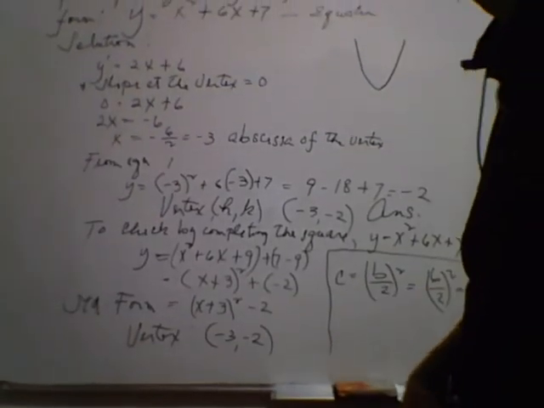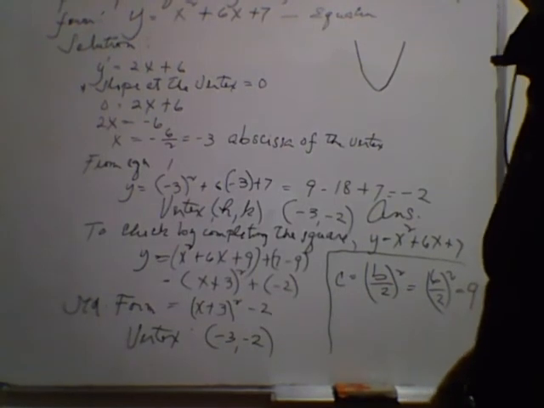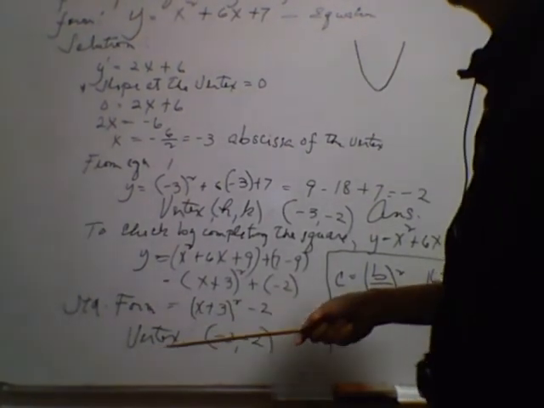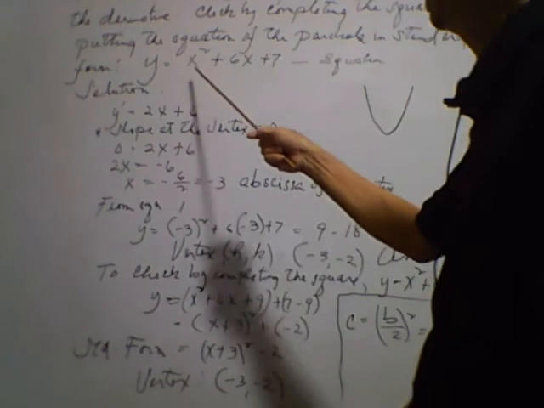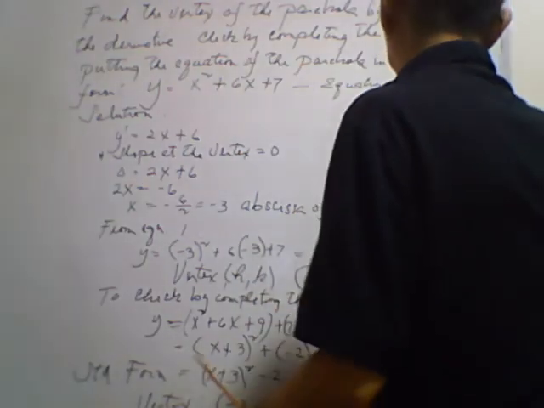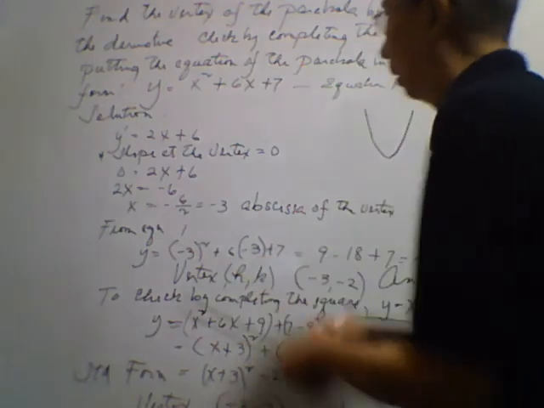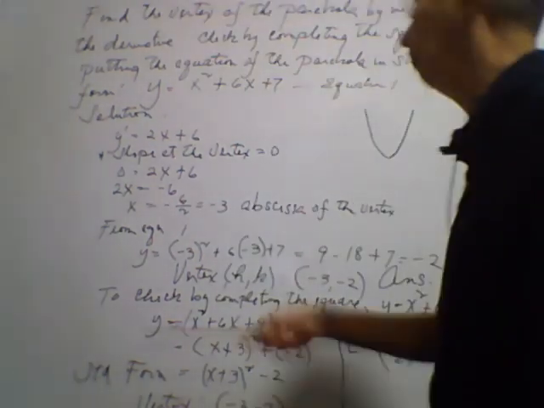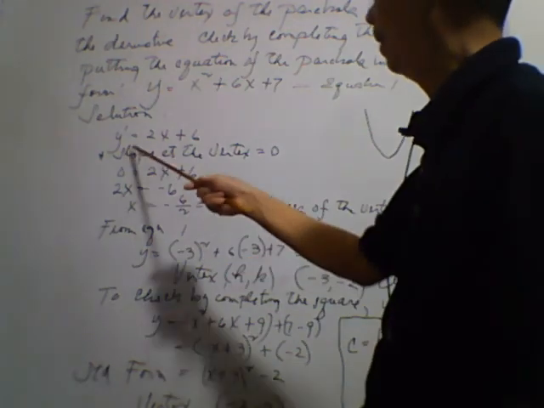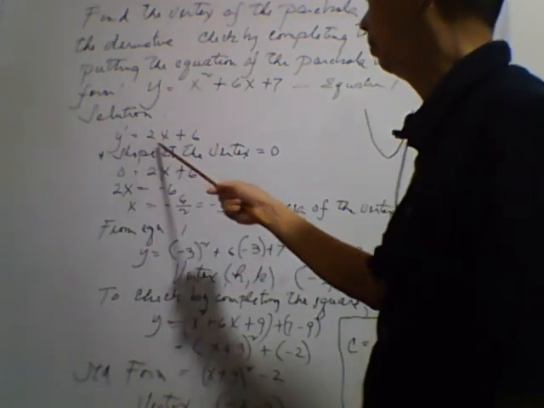So we have here a quadratic equation, which is y is equal to x squared plus 6x plus 7. We'll call it our equation 1. So we're going to find the derivative of y. Y prime is equal to 2x plus 6.